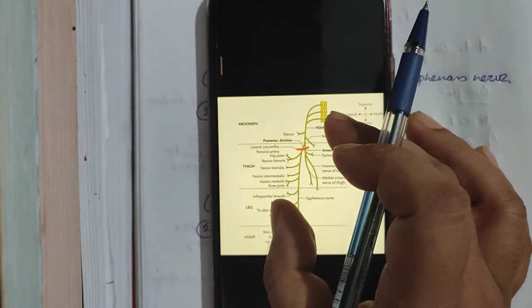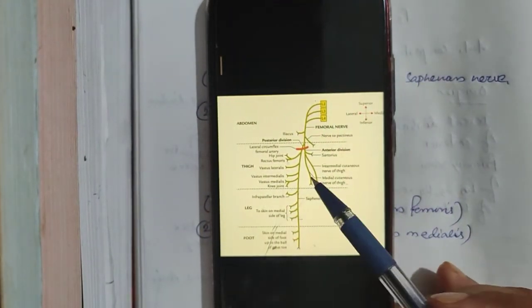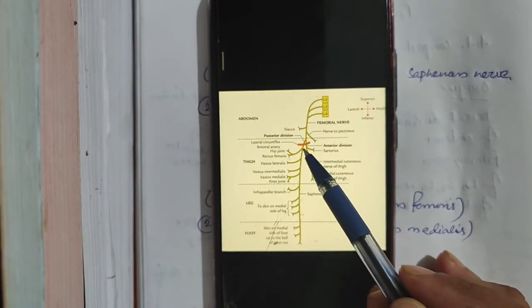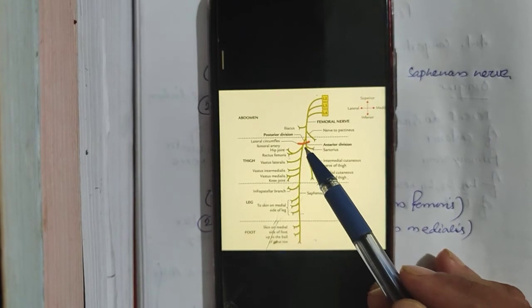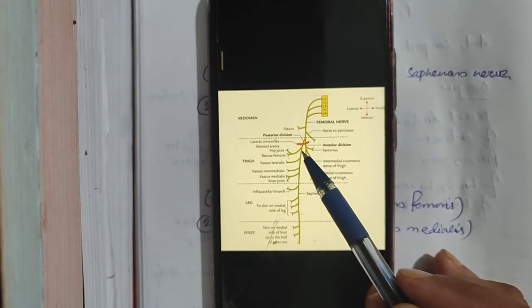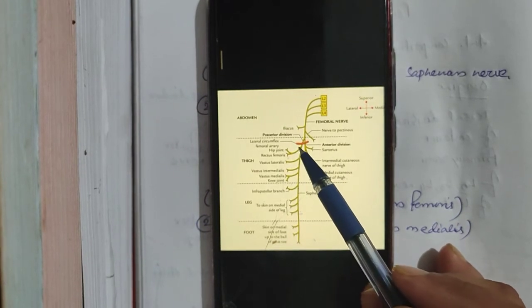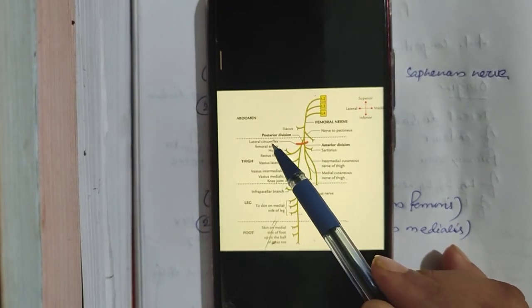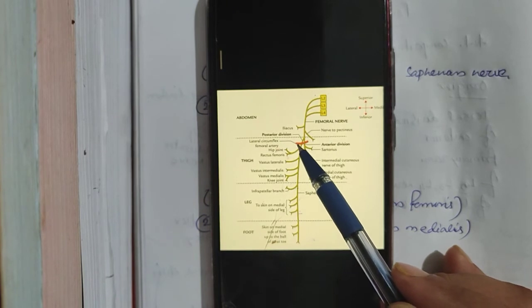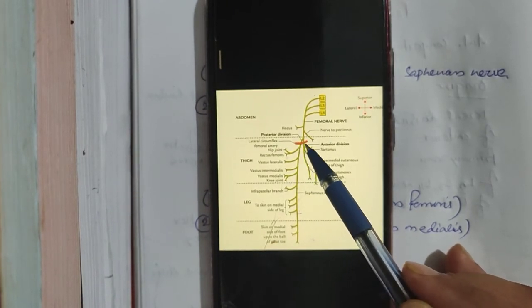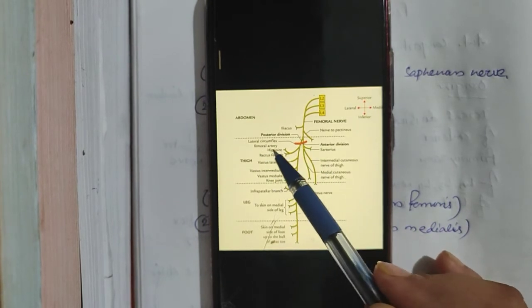Here, see the picture. Below the inguinal ligament, the femoral nerve divides into two divisions, anterior division and posterior division, which I have already told is divided by the lateral circumflex femoral artery. The red color showing this is the lateral circumflex femoral artery.